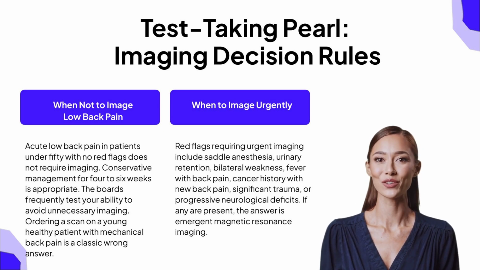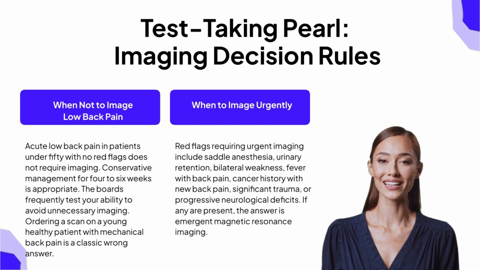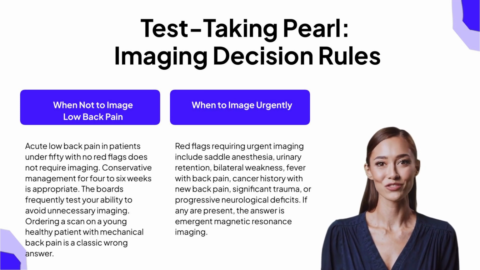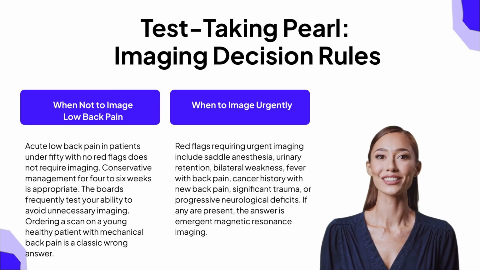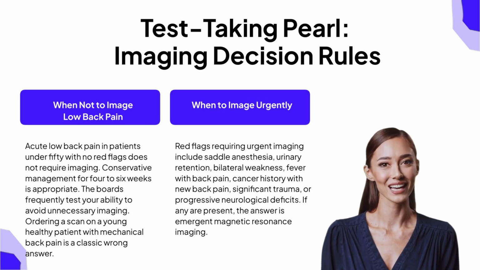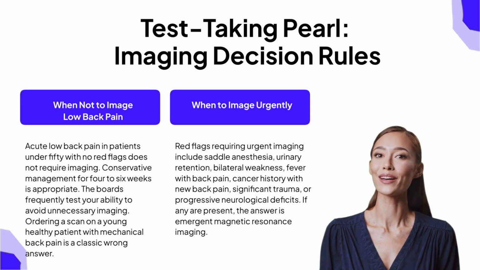Conservative management with non-steroidal anti-inflammatory drugs and activity modification for 4 to 6 weeks is the right approach. The boards frequently test your ability to avoid unnecessary imaging. If you see a young, healthy patient with mechanical back pain and the answer choices include getting a scan, that is almost always a trap answer.